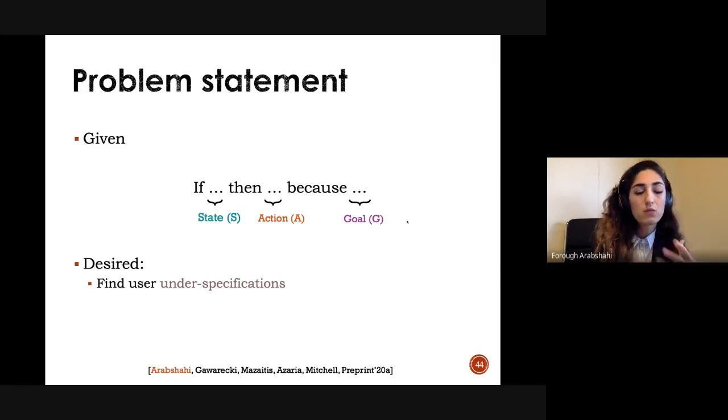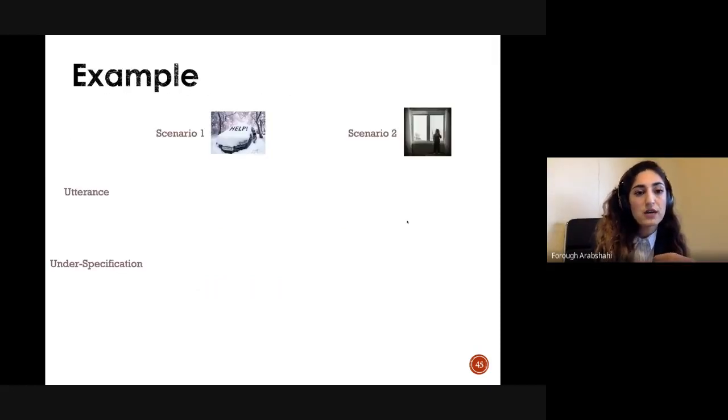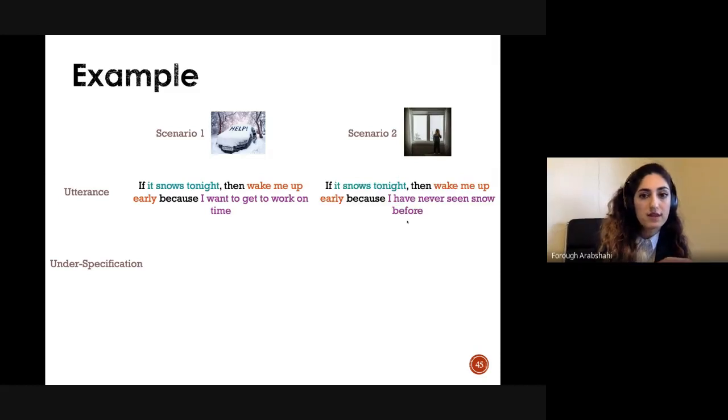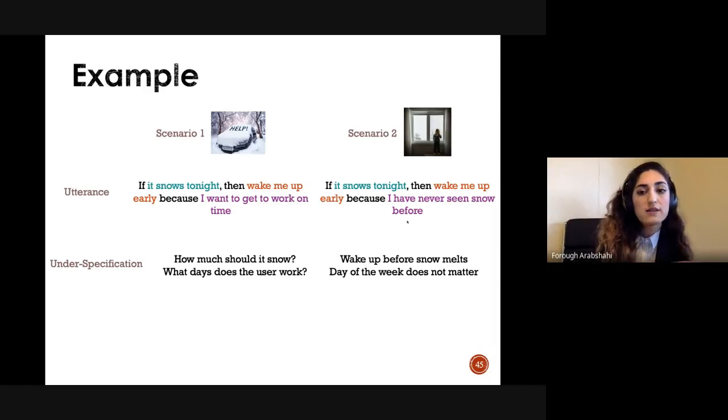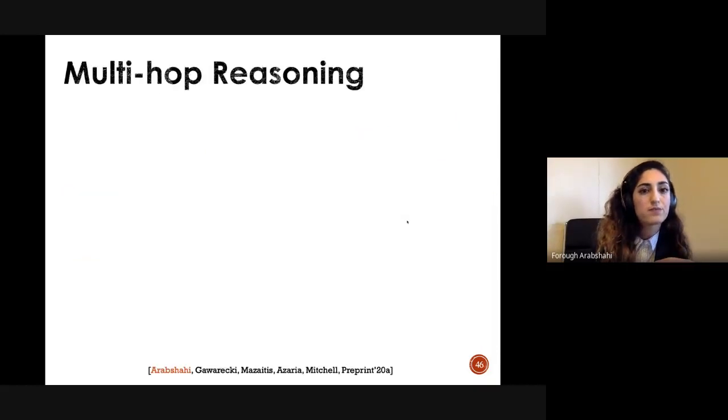So to make them more clear, let me walk you through an example for the previous sentences that we just saw. In the first scenario, the underspecified intent is that we need to indicate how much it should snow for us to wake the user up early. And we also need to indicate what days of the week the user works. Whereas in the second scenario, we need to figure out somehow that we need to wake the user up before snow melts and that the day of the week doesn't matter. And we should wake the user up no matter what day it is.